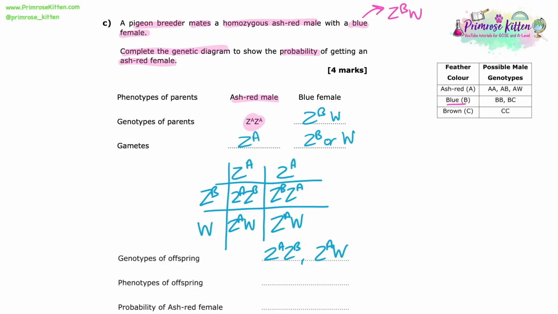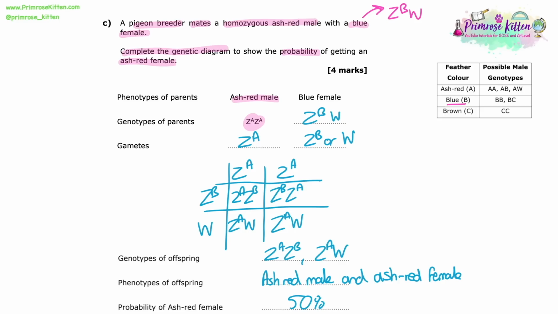ash red males is ZA, ZB, that's the phenotype, or ash red females. And just be careful when we're doing sex-linked questions like this, when it comes to phenotypes, you have to put male and female in. You can't just put ash red. You have to put ash red males and ash red females because the sex is part of the phenotype in this case. So the probability of an ash red female then is 50%. Because it's 2 out of 4.